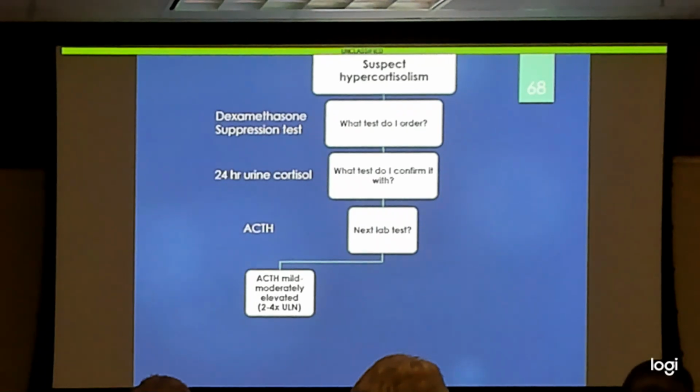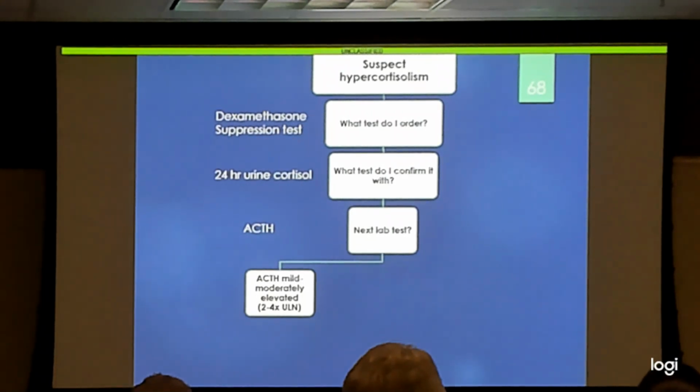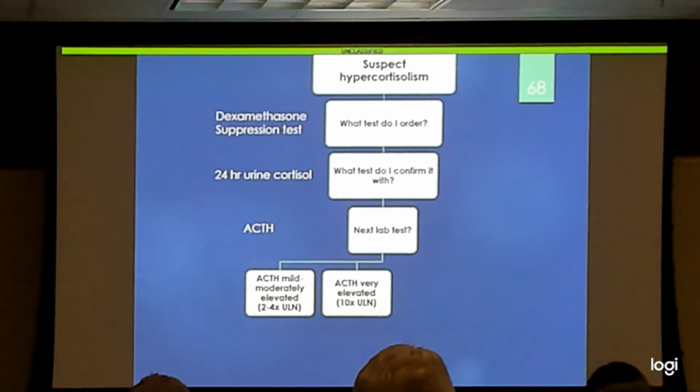So ACTH is mild to moderately elevated. What condition do you think that might be? Cushing disease, exactly. Pituitary adenoma secreting ACTH. If my ACTH is very elevated, what condition do you think that might be? Small cell lung cancer, carcinoid, don't remember, but just small cell lung cancer, awesome.